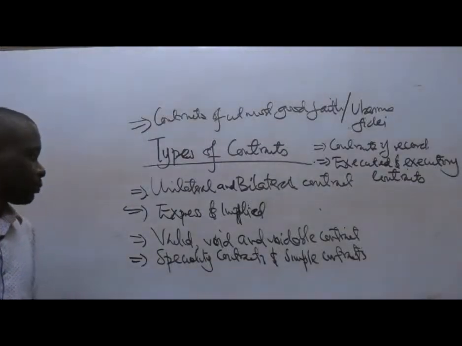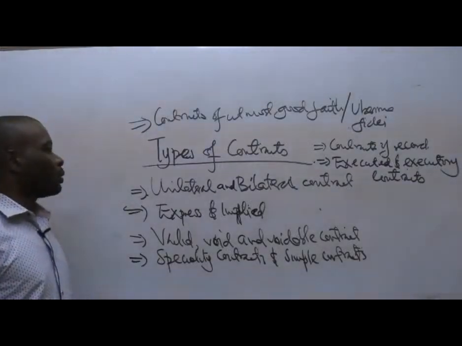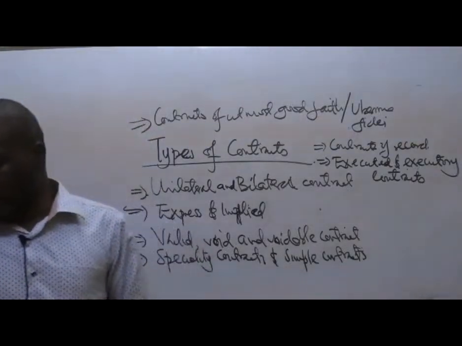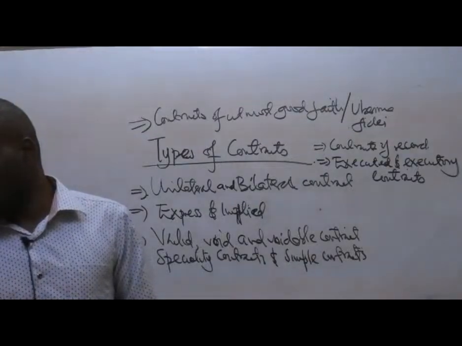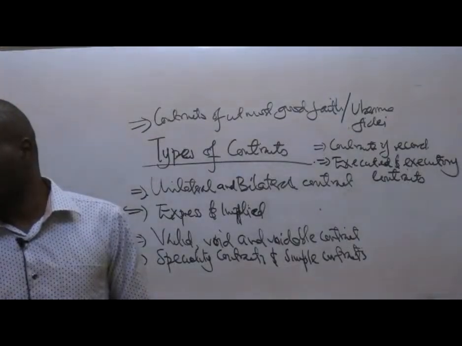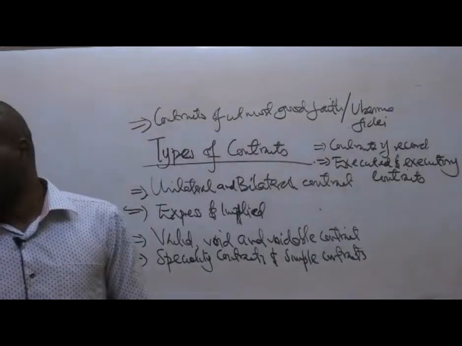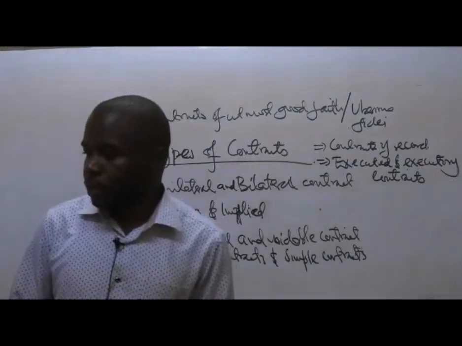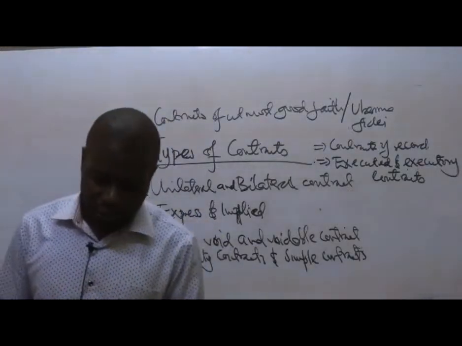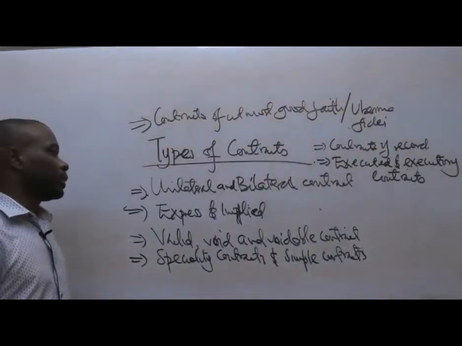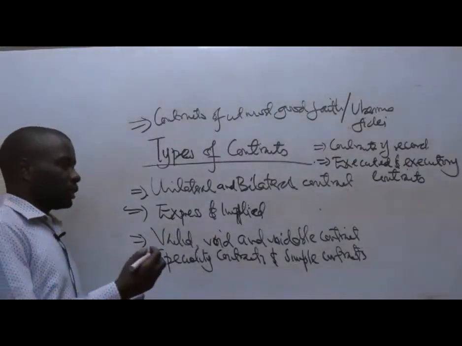Then we have unilateral and bilateral contracts. Just from the word, bilateral simply means two, and unilateral simply means one. So that's why they are related or correlated. A unilateral contract is one in which only one party is bound. It is usually a very rare form of contract. It is simply where only one party is bound.